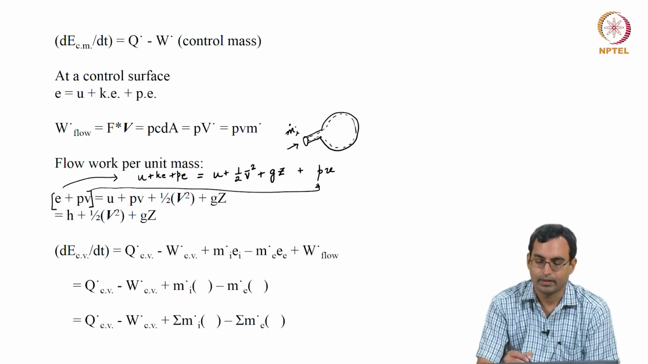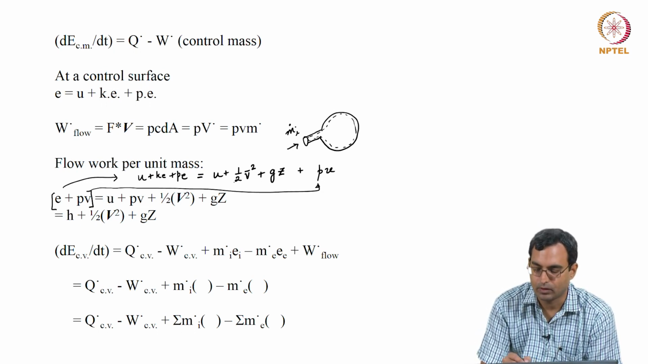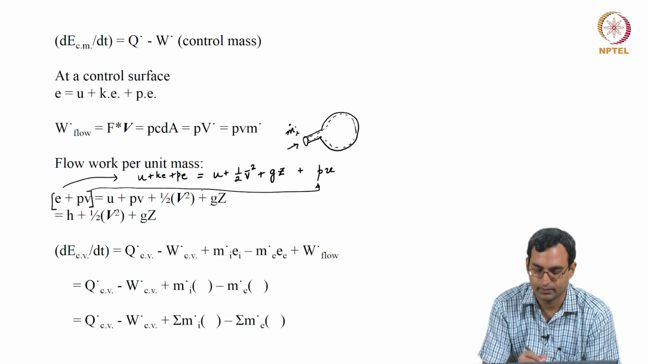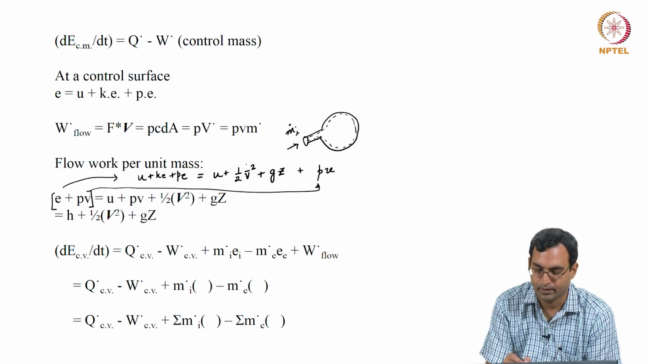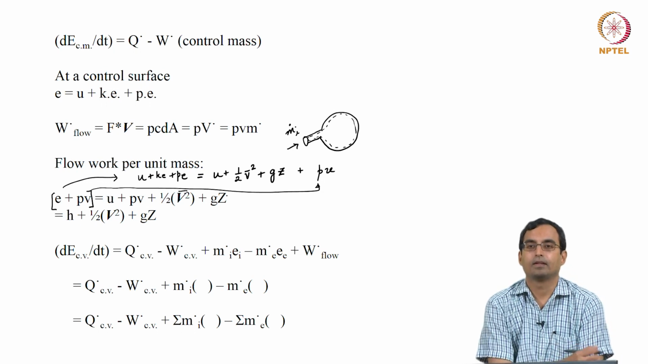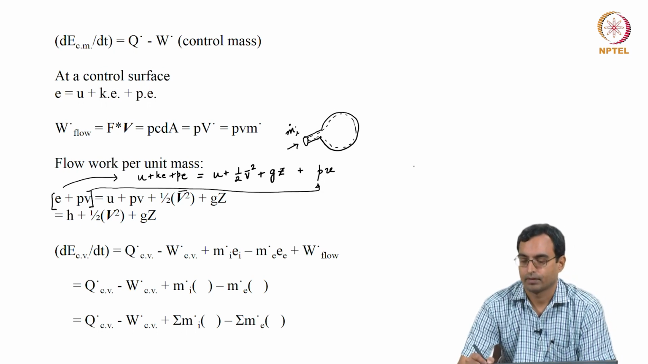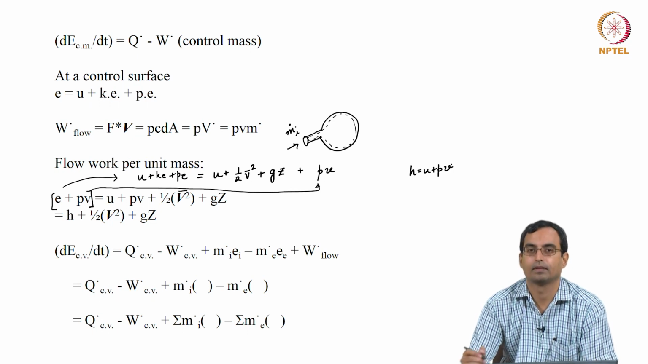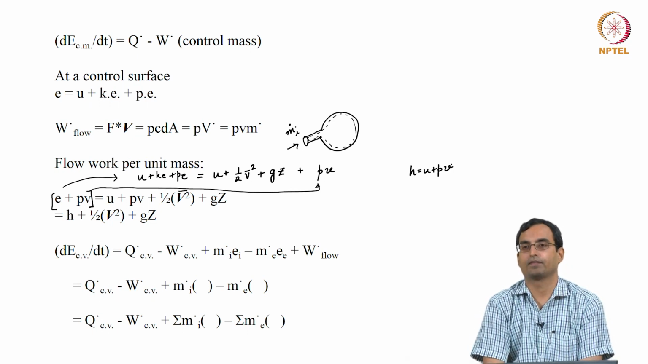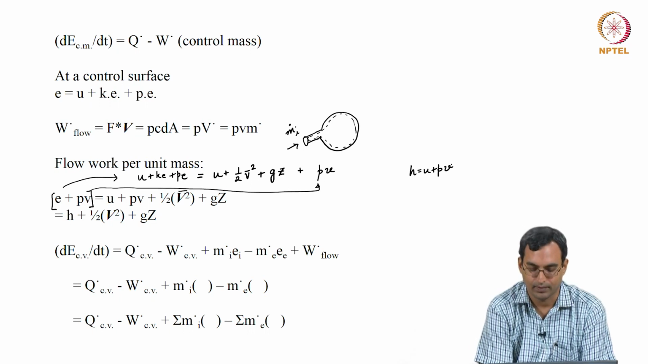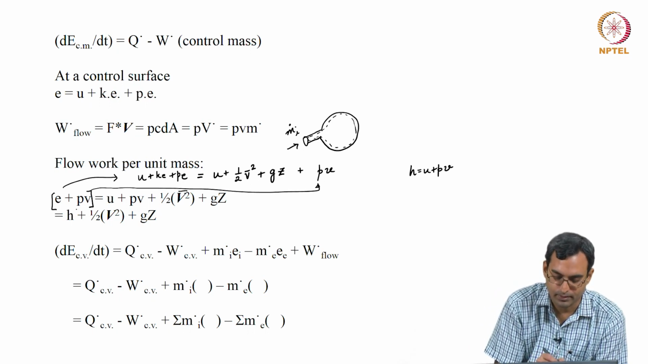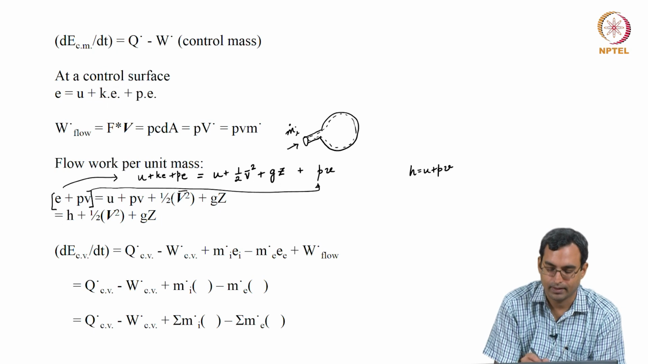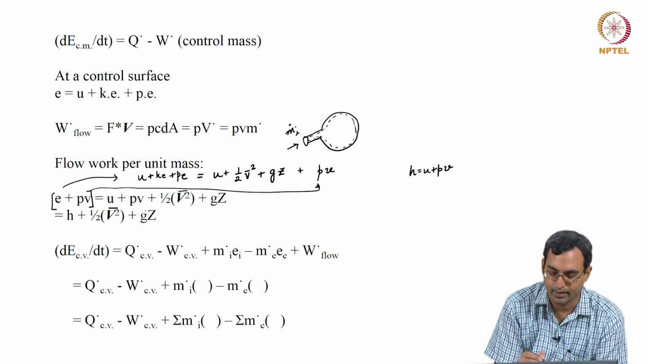And what I can now do is rearrange this a bit. I can take U plus PV together, and then I have half V square plus gz. This U plus PV, we saw, is what we call enthalpy. That was our definition of enthalpy. So these two terms together I can write as enthalpy, then I have the kinetic energy term, and then the potential energy term.